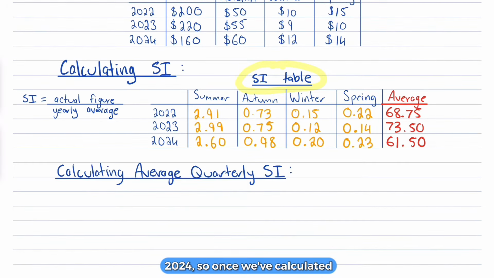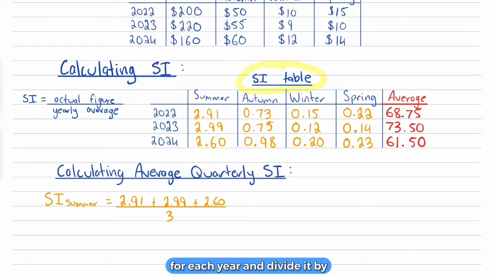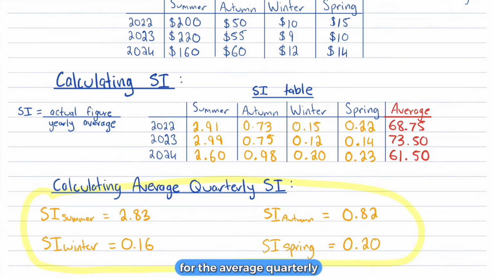So once we've calculated those seasonal indices in our seasonal indices table, then we've got to calculate the average quarterly seasonal index. The way we do that is we're just going to add up all of the values for summer for each year and divide it by 3, or we're going to divide it by the number of years that there are. So that ends up being 2.83, and then we're going to do that same thing for every season. So these are our values here for the average quarterly seasonal indices.